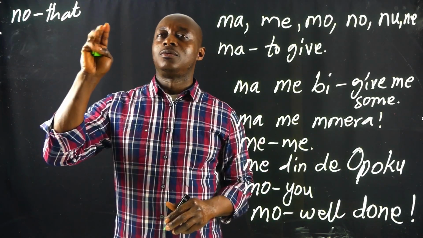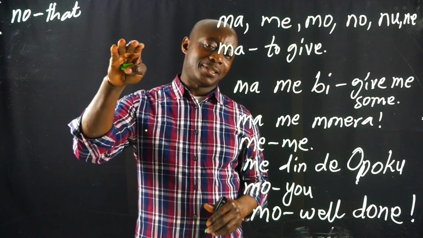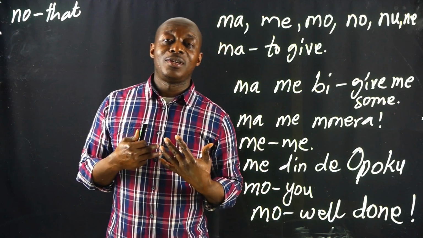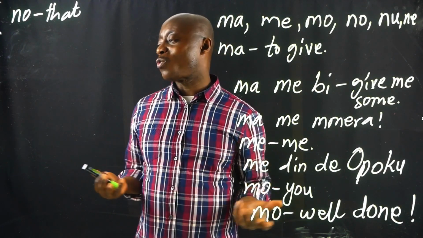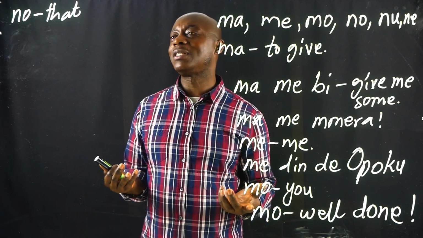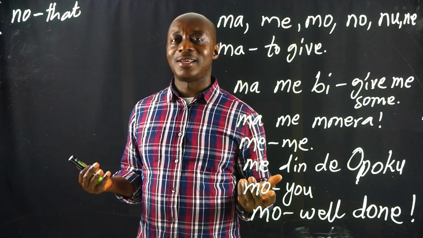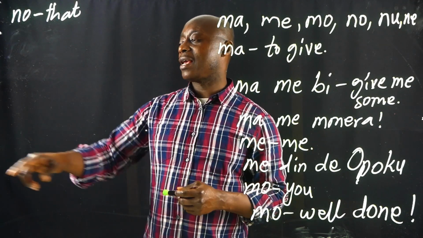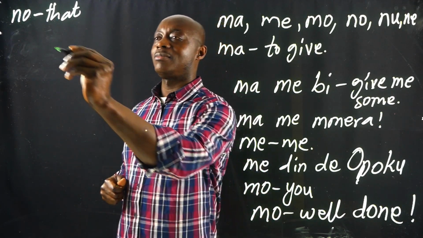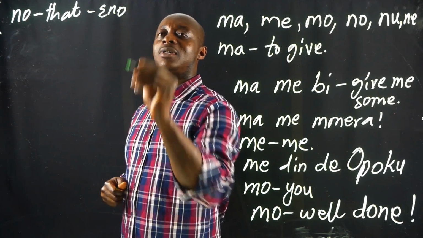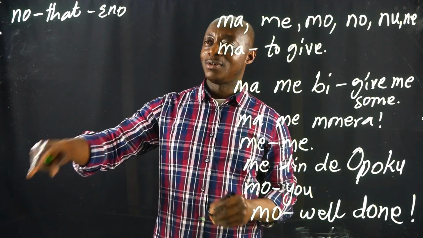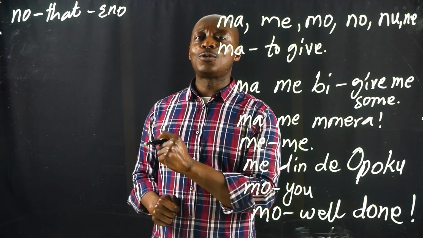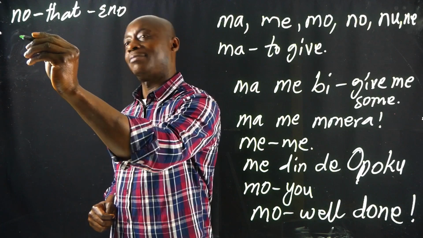that. So no could mean that. So if, for example, you are asking me which one in Twi will say dear or hen, then if I want to say that one, then I will say eno. So no means what? That. It could also mean him or her.